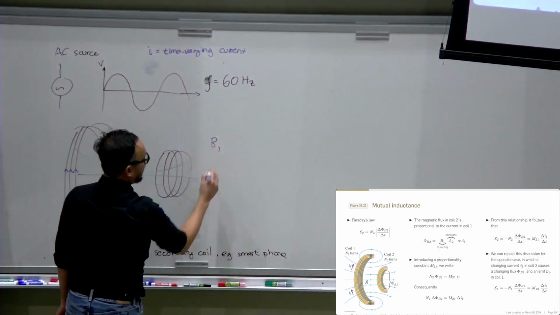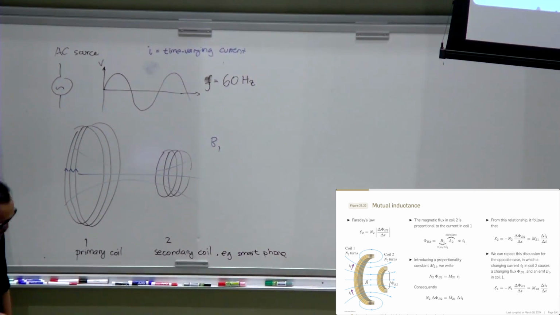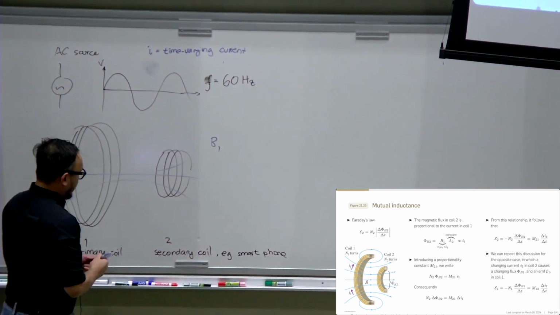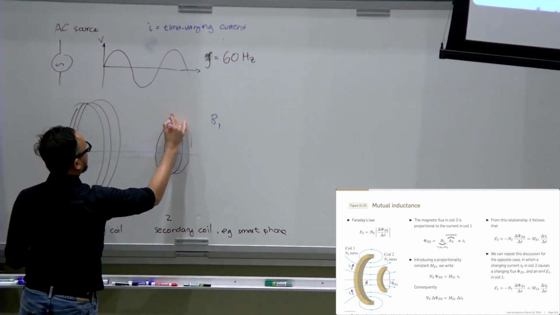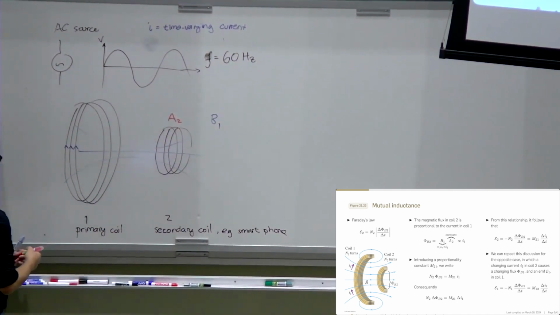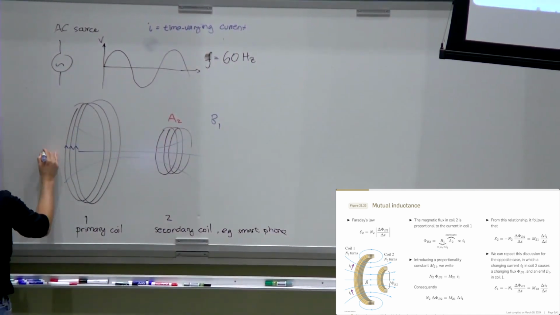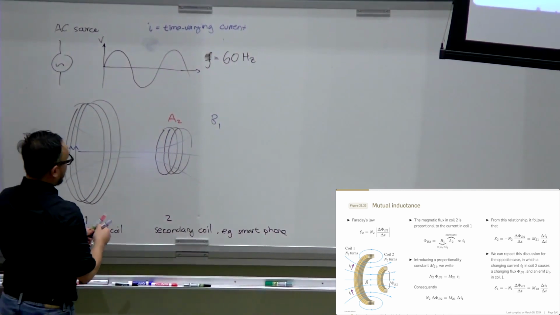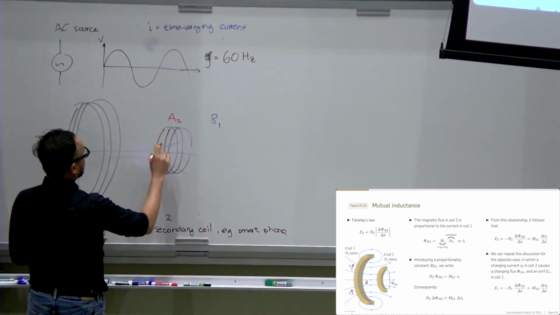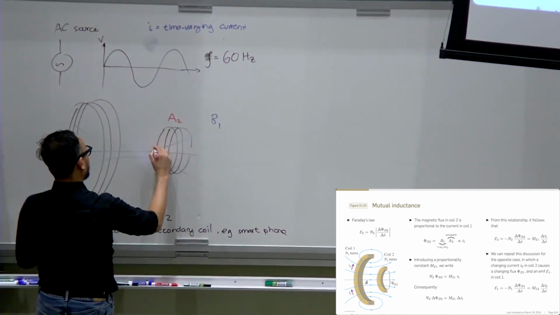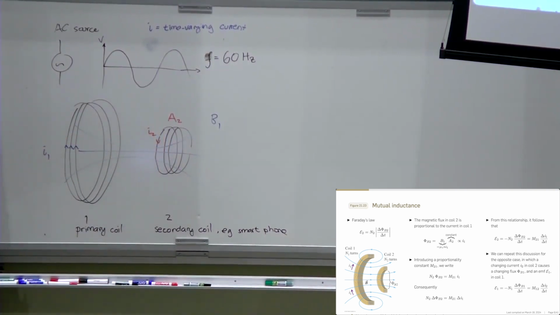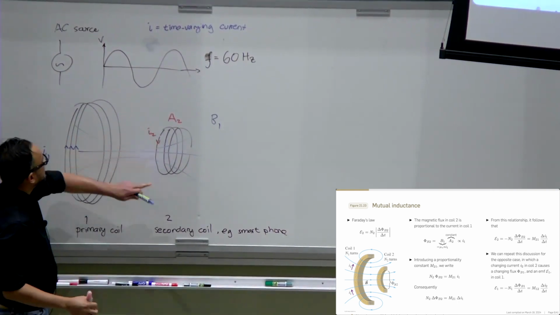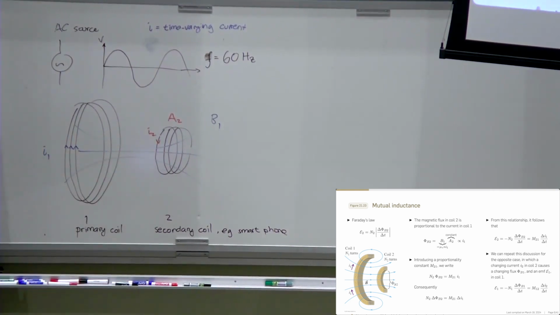Let's call it B1. Is that the symbol? Okay, good. And then the area for the secondary coil is A2. This one is I1, and the induced current is I2. Don't worry about the sign because it's AC. It goes from positive, negative, positive, negative.